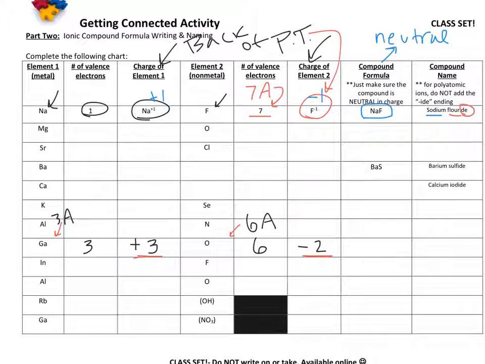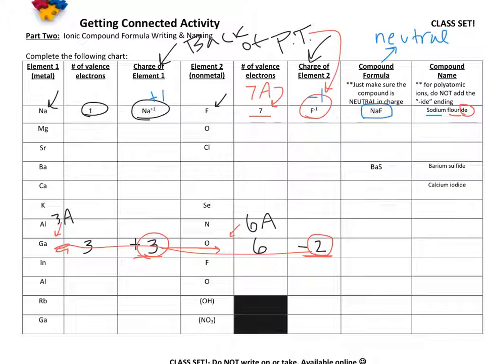It has to be neutral. So in order to figure this out, we need to crisscross the charges. What that means is we're going to take the 3 from the charge in gallium and put it by the feet of oxygen, and then we're going to take this 2 and put it down by gallium.